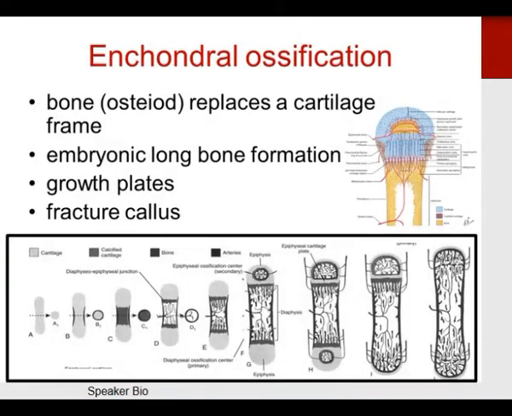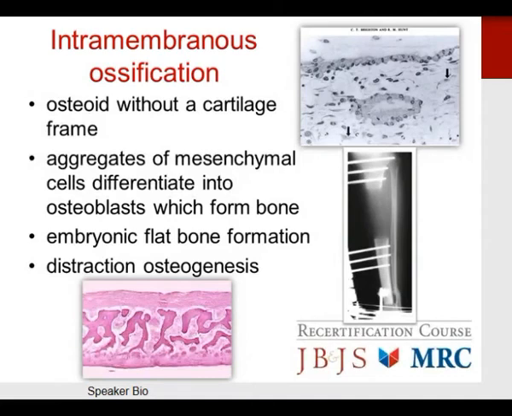There's two different types of way bone forms, enchondral ossification and intramembranous ossification. Enchondral ossification is really how the long bones of the skeleton form. It's also important because this is how fractures heal in most cases. You'll have enchondral ossification occurring at your growth plates as well as fracture callus. Here you have bone, or osteoid, which replaces a cartilage frame. Intramembranous ossification is osteoid without a cartilage frame. Basically, here you have aggregates of mesenchymal stem cells which differentiate into osteoblasts, which essentially form bone. So this is how the flat bones form, the clavicles, the scapulae, and the bones of the skull. It's also the way that distraction osteogenesis forms bone.